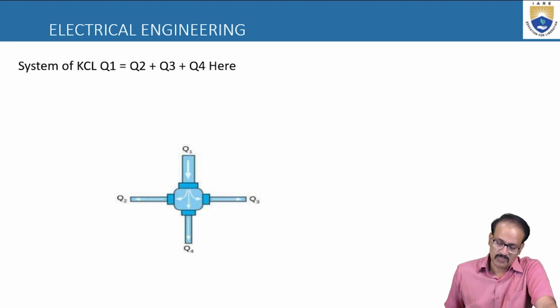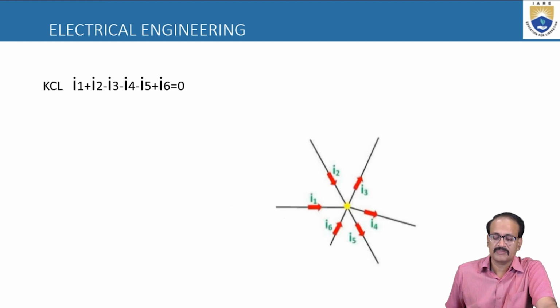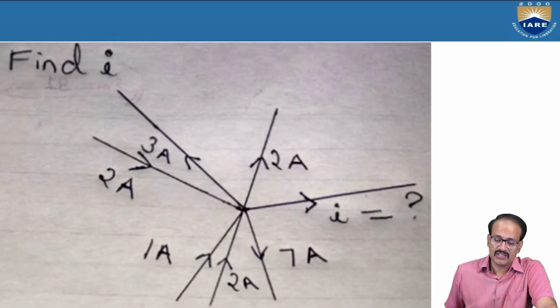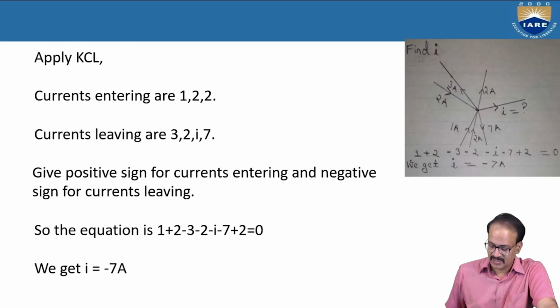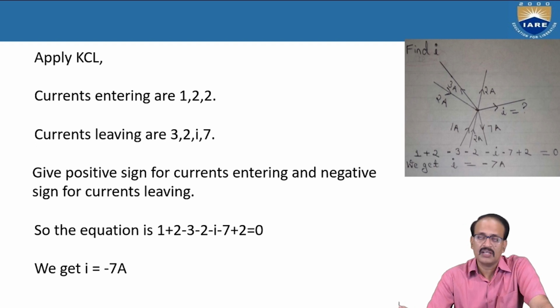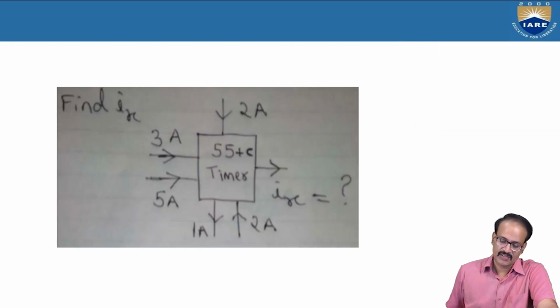So with these examples we have understood simple examples. So KCL plus Ohm's law will be the nodal analysis, and here with the help of KCL we have found the unknown I value. So we have taken the currents entering the node as positive and the currents leaving the node as negative, that is equal to 0. And finally, we found the unknown quantity, that is minus 7 ampere.